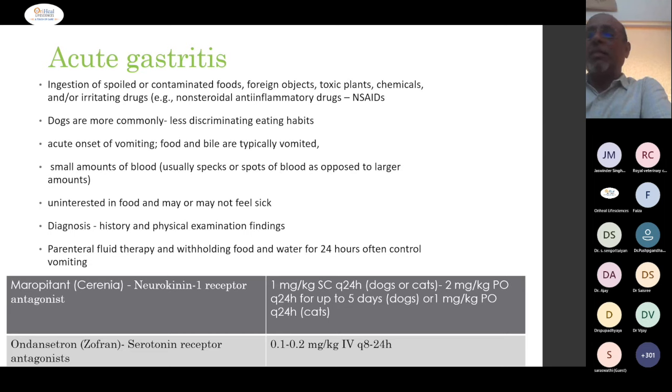Meropenem is an excellent drug because it can be given subcutaneously as well as orally. Once a day is enough, and it's a very good drug for gastritis when the receptors are there in the stomach. Meropenem, and now I think it is available. Of course, ondansetron is again an excellent drug, at 0.1 to 0.2 milligram per kg. It's available as IV, so when you put IV fluids, you can add ondansetron. That will set acute gastritis all right.